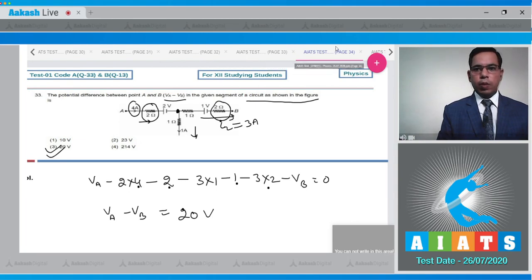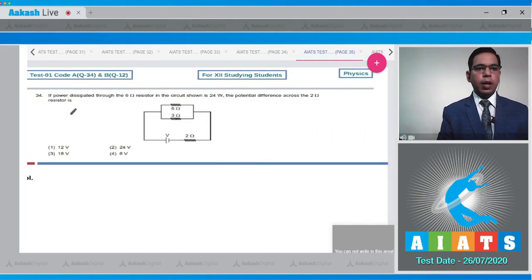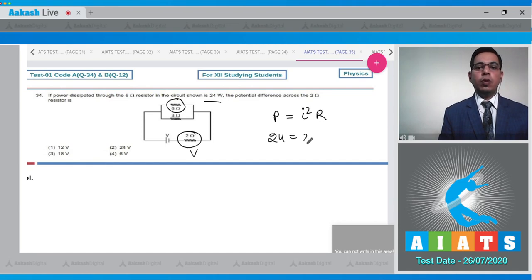Now move to question number 34, which states that if power dissipated through a 6 ohm resistance in the circuit shown is 24 watt, then the potential difference across the 2 ohm resistance is. Here the potential difference is asked, and it is given that the power through the 6 ohm is 24 watt. Now power is equal to I square into R. From here we can calculate 24 equal to I square into 6 ohm, so I equals 2 ampere.